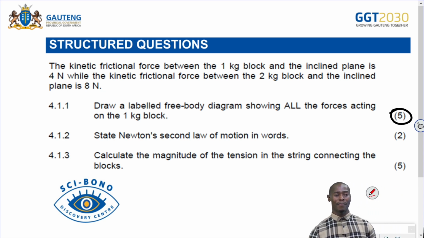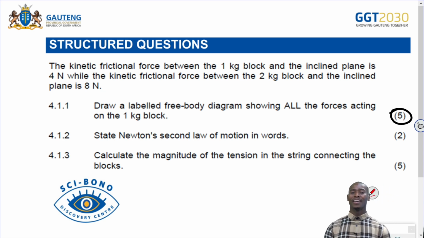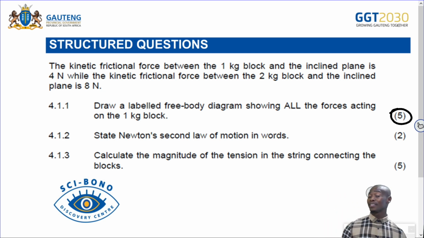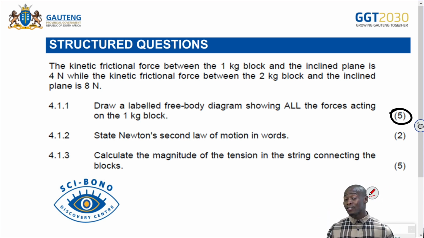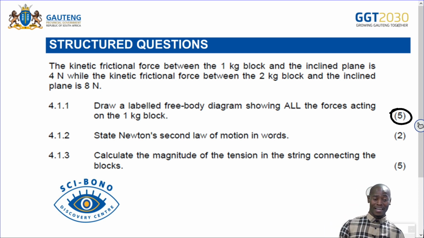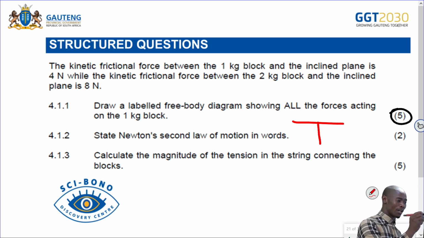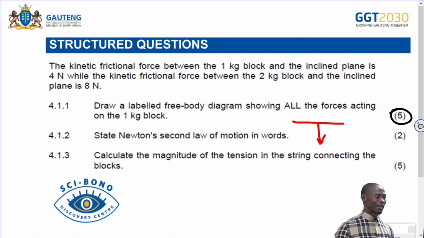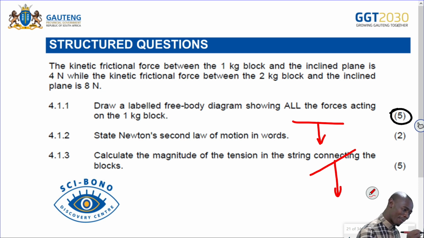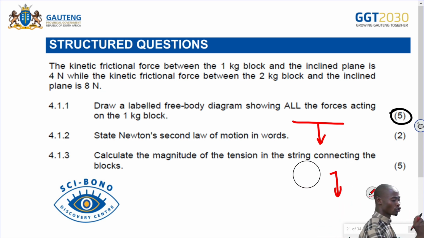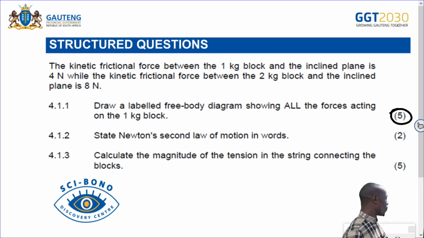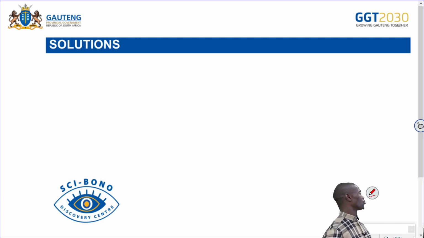Then for 5 marks, they want us to calculate the magnitude of tension in the string connecting the blocks. All right, now it's about calculation, and this is an inclined plane. Your weight or Fg is applied at an angle, it is not perpendicular, right? When your Fg is perpendicular, you don't resolve. But when it comes to an inclined plane, it is applied at an angle which is not 90 degrees. So since it is applied at an angle, we need to resolve that weight into its components. So how are we going to do that?